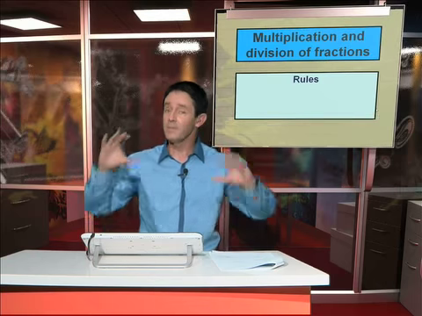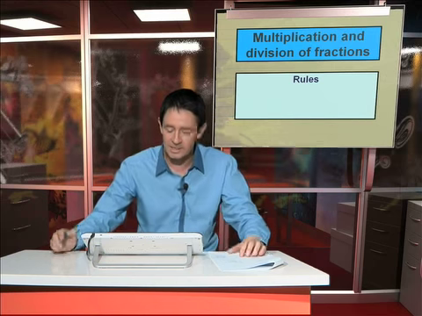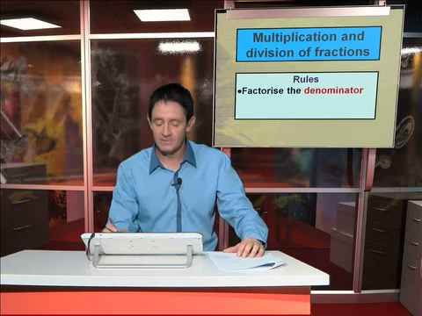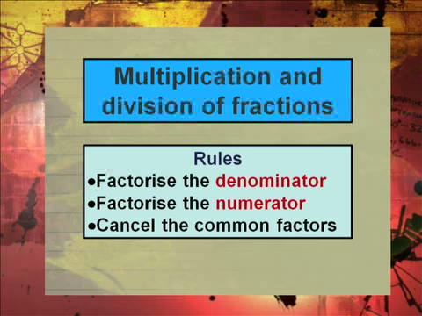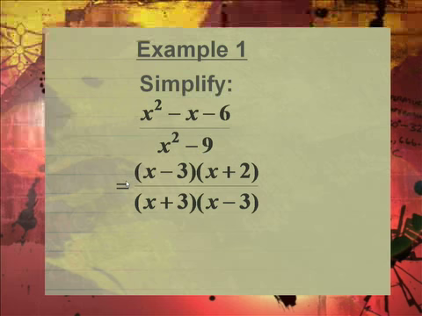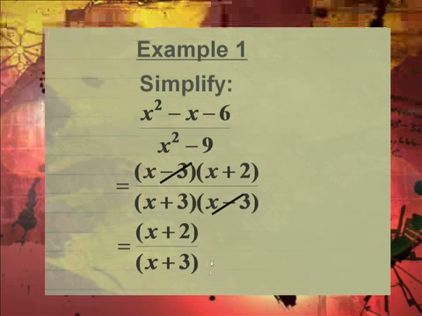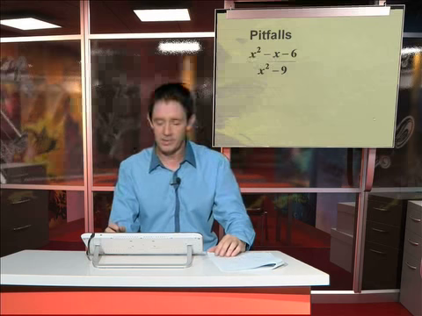Okay, the next thing is we apply all this in terms of multiplication and division of fractions. Check this out. There are some rules. The first rule is factorize the denominator and numerator, and cancel the common factors. Now, very important, if you look at this here: you factorize the top, and a difference of 2 squares at the bottom. Now look what happens. The x minus 3's cancel, giving us x plus 2 over x plus 3. Very important there. Watch out, guys. There's an important thing there that happens.